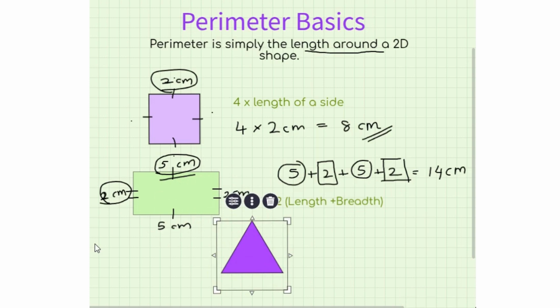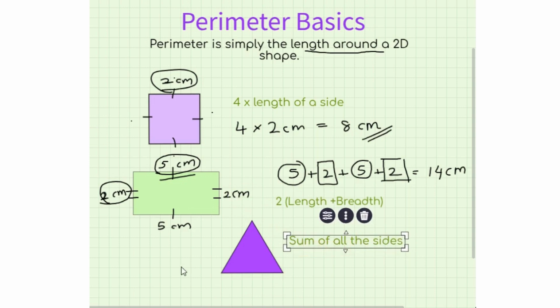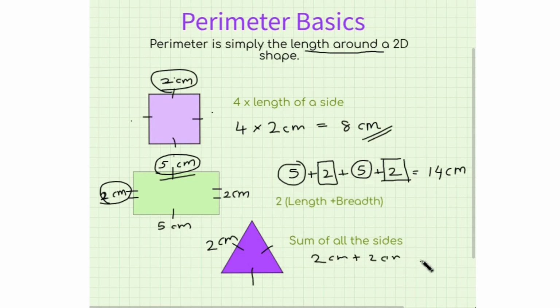We don't really have a formula for this, so all you have to do is sum all the sides, right? So here the word sum means the addition of all the sides. So now let's say this is an equilateral triangle, equilateral means all the sides are equal, and we know one side is 2 centimeters. You can do 2 centimeters plus 2 centimeters plus 2 centimeters. Okay, and the answer would be 6 centimeters.